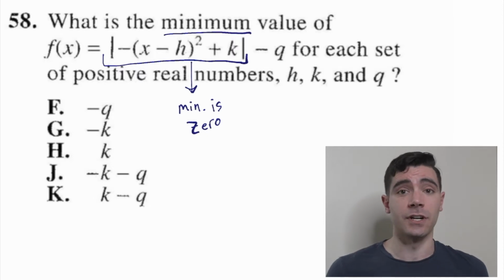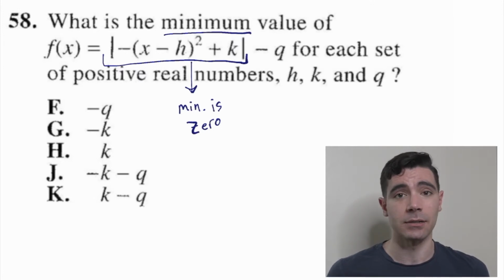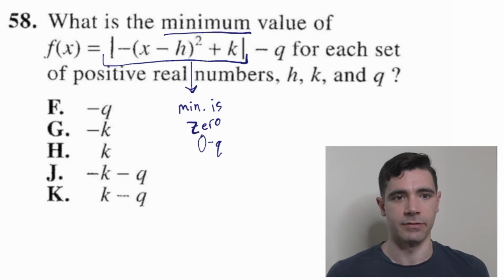Anyway, so we can look at this function and say, well, if we're talking about the minimum value, I know a few things. I know this whole absolute value expression has a minimum of 0. It's the lowest it can be. All right, cool. What if it were 0? What would f of x equal then? Well, then it would just say f of x equals 0 minus q. So f of x would be negative q. That's the lowest we could go. So the answer is F.